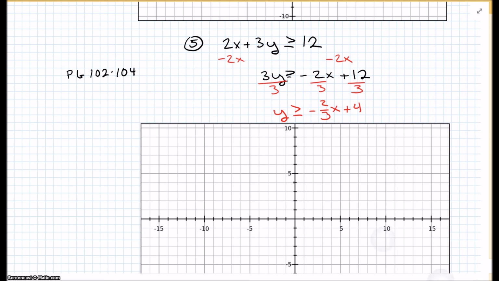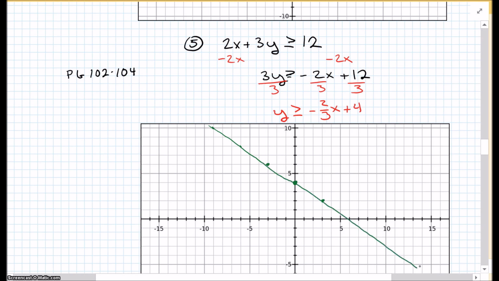My y-intercept is at 4. My slope is negative 2/3. So that's down 2, right 3: 1, 2, 3. Up 2, left 3: 1, 2, 3. Okay. It's greater than or equal to, so I can draw a straight line. I'm just plotting points, so I can draw a solid line.